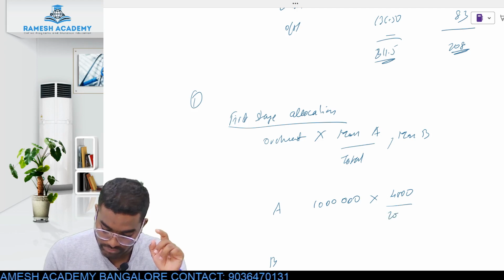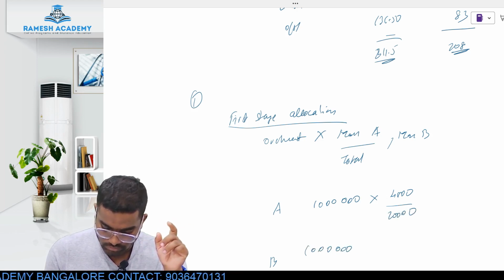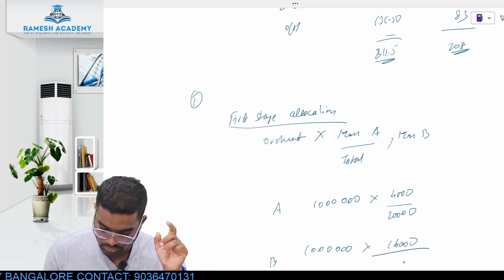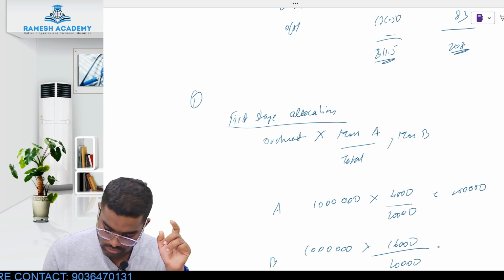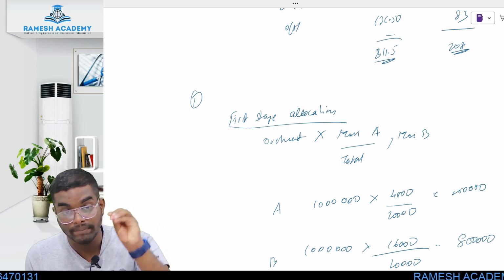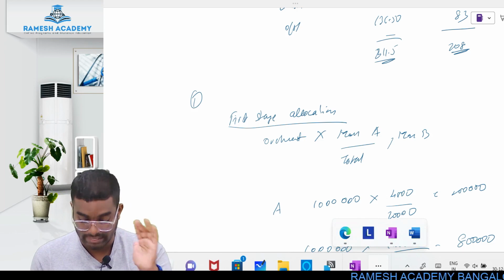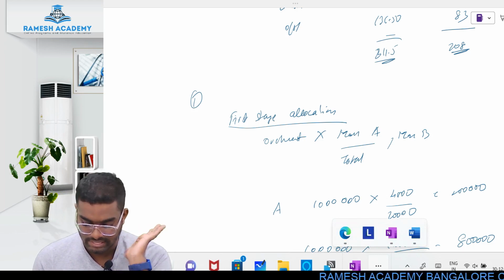4,000 divided by 20,000, because 16 plus 4. So here it is 10 lakh into 16 divided by 20,000. So it is 2 lakh here. It is 4 lakh. Sorry, 8 lakh here. So the overhead in A is 2 lakh and B is 8 lakh rupees. Understood? Production department A is 2 lakh and B is 8 lakh. Understood?